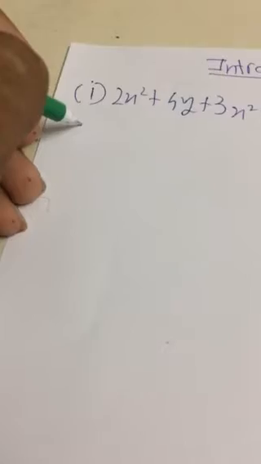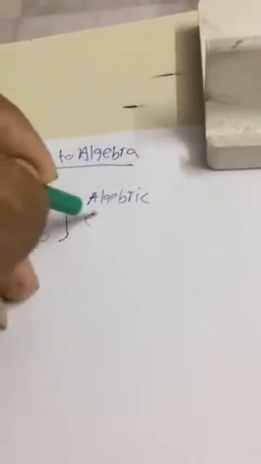Now, if I write numbers as 2x square plus 4y plus 3x square y, or if I write another number as 55x square y cube z square plus 12x square y ab, these are known as algebraic expressions. Okay, these are known as algebraic expressions, right?